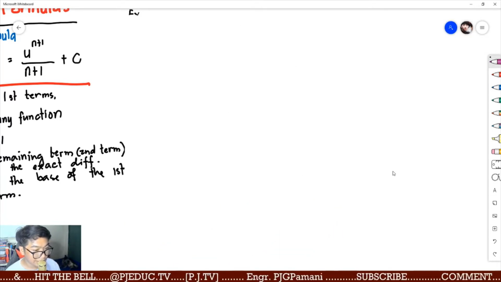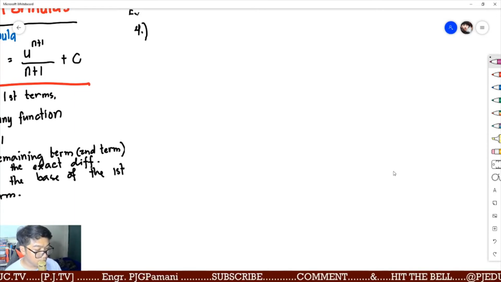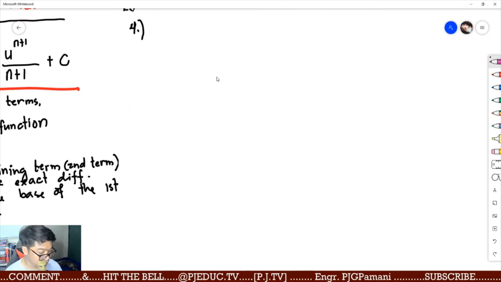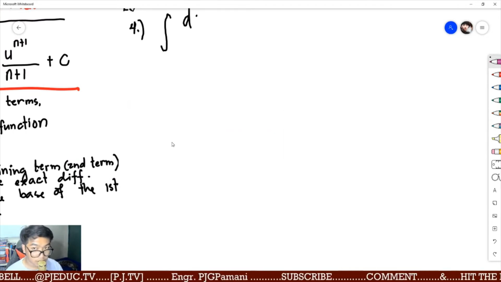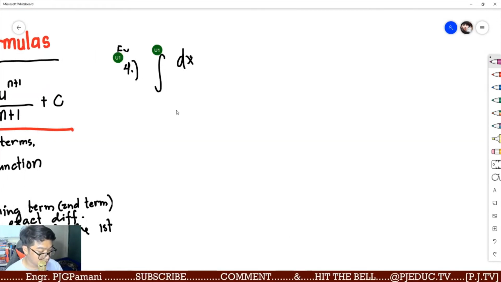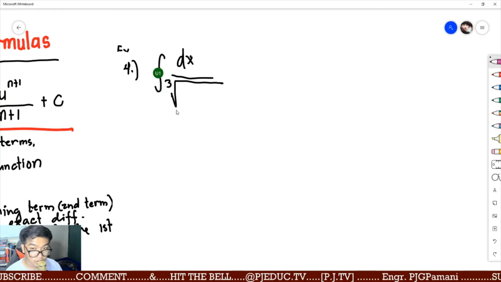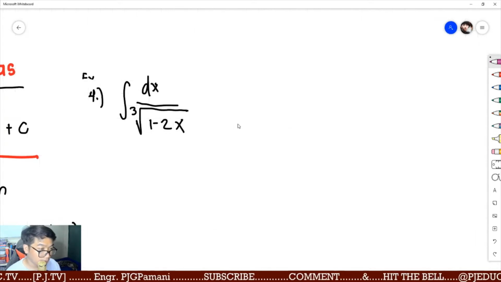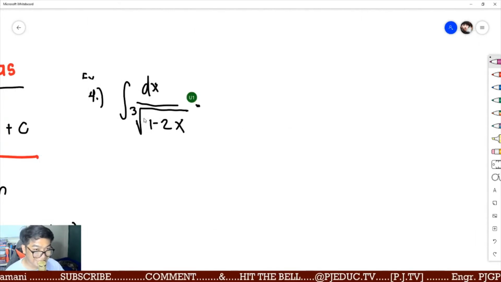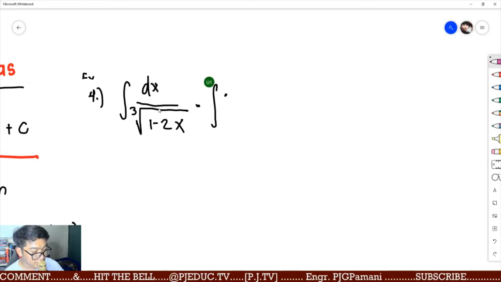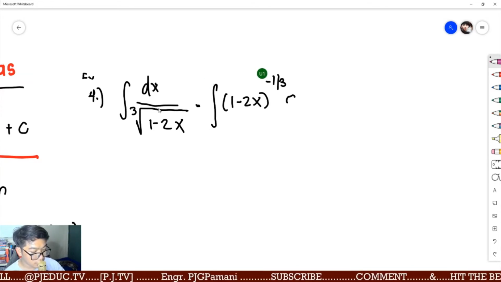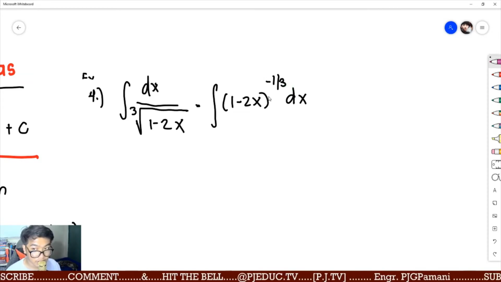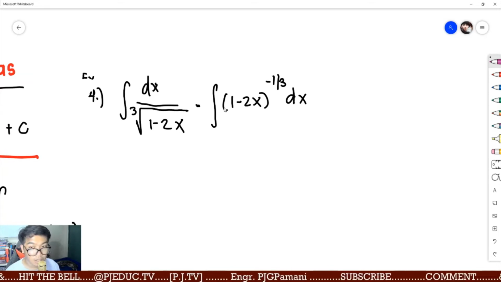For example number 4, what if we have an integrand that has a square root or cube root of 1 minus 2x? Given that this is an inverse, we could simply express it as 1 minus 2x raised to negative 1/3 dx. It is still less than negative 1, so we could still apply our power formula.